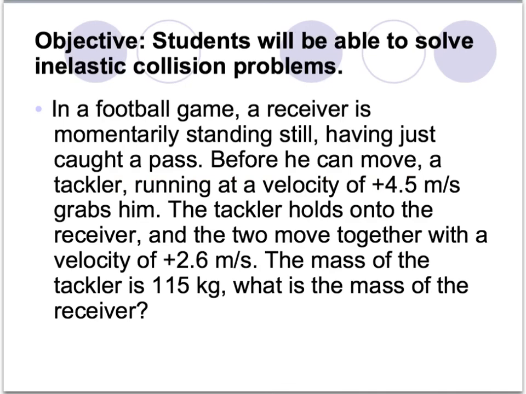Alright, here's another one for you. In a football game, a receiver is momentarily standing still, having just caught a pass. Before he can move, a tackler running at a velocity of 4.5 meters per second grabs him. The tackler holds on to the receiver, and the two move together with a velocity of 2.6 meters per second. The mass of the tackler is 115 kilograms. What is the mass of the receiver? You're going to use the same equation, you're just solving for a different variable. And I will check your answer to this one tomorrow as well.